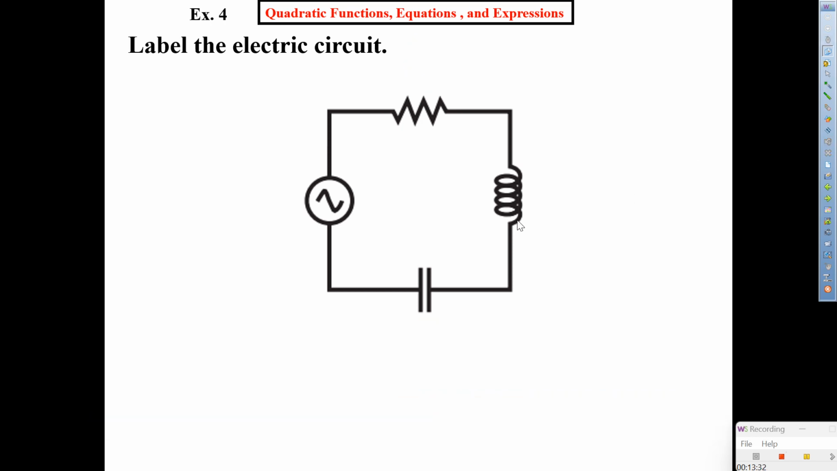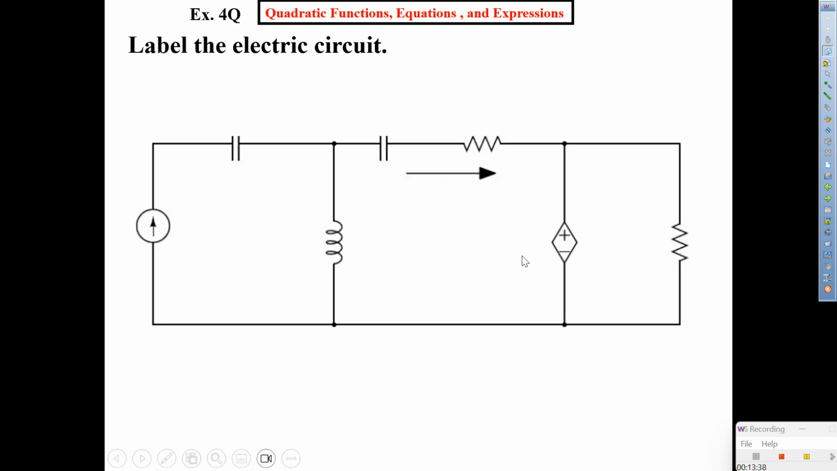All right. From there, here goes another one. Look up. Oh, snap. Copy that one, please. Example 4Q. Let's go. So copy that one. And then label all the components that you see with the proper initials. I'll give you some time.